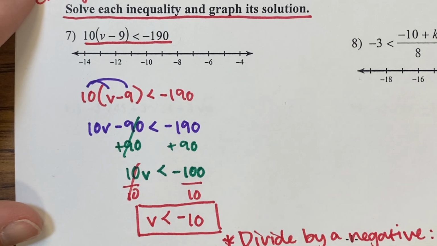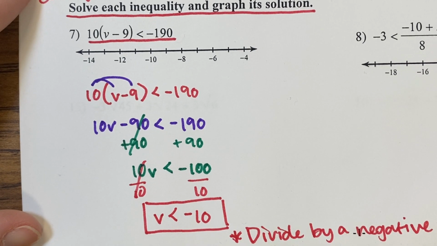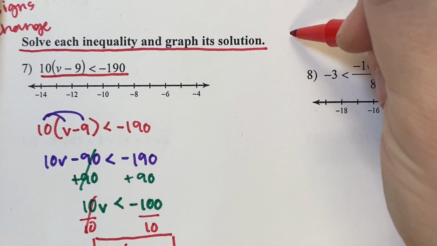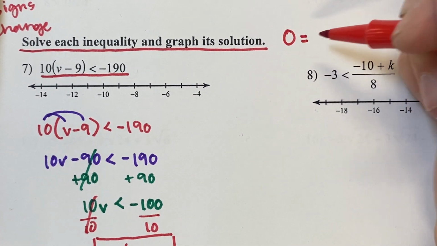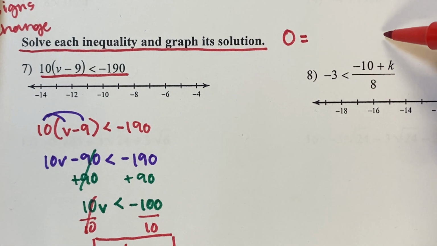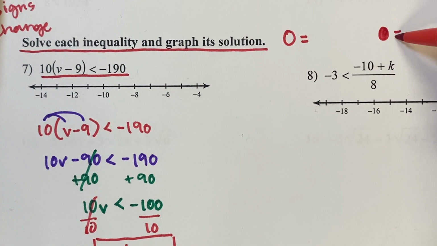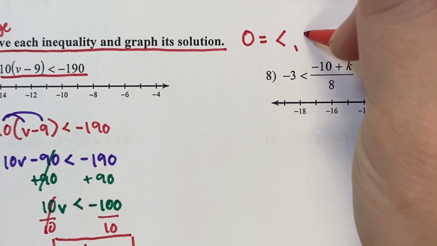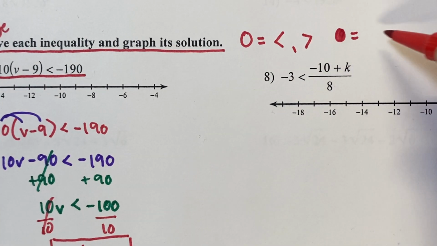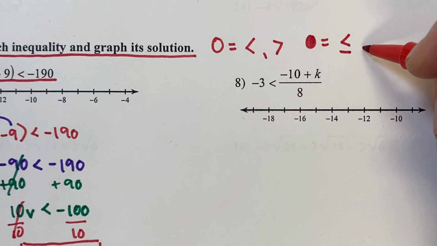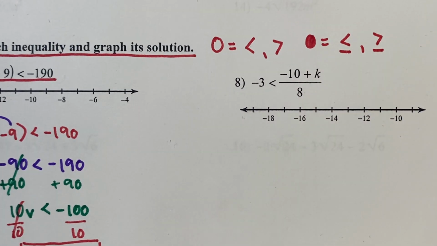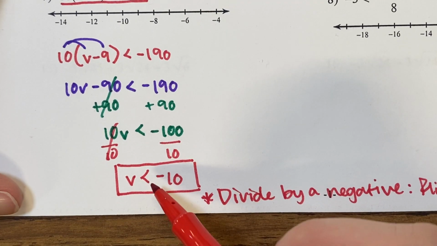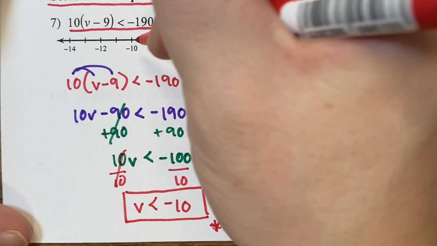Okay, so now we need to put this on our number line. A couple of rules. Remember when graphing, we're either going to graph with an open dot or a closed dot. When we graph with an open dot, that means it's either less than or greater than. If it's closed, it was less than or equal to, or greater than or equal to. Notice the little line underneath. Because there is no little line underneath, it's an open dot at negative 10.